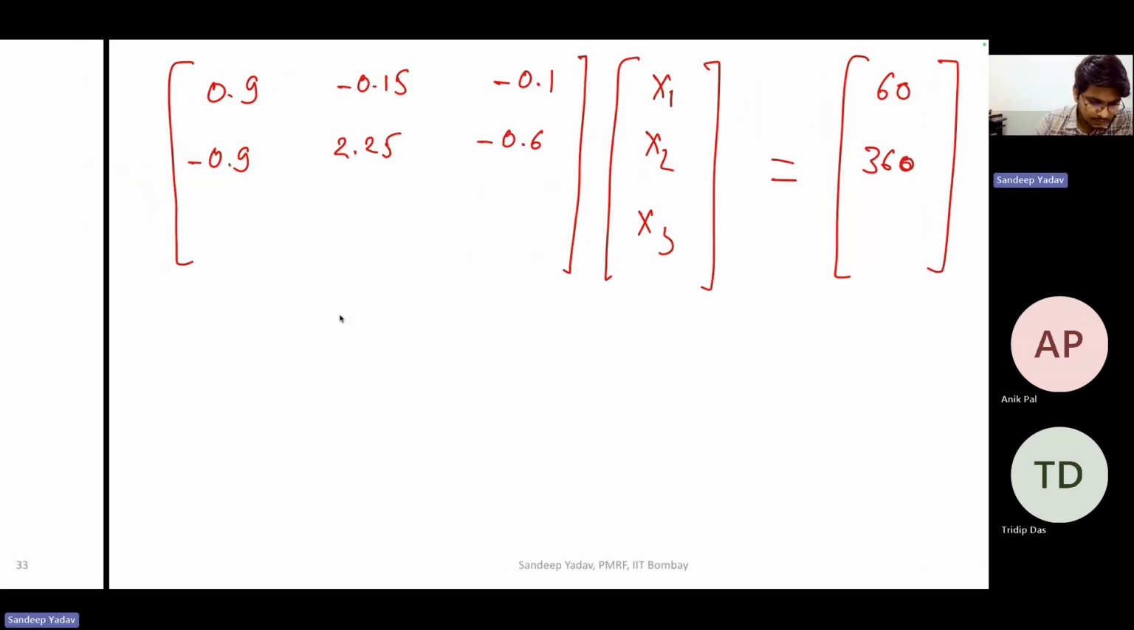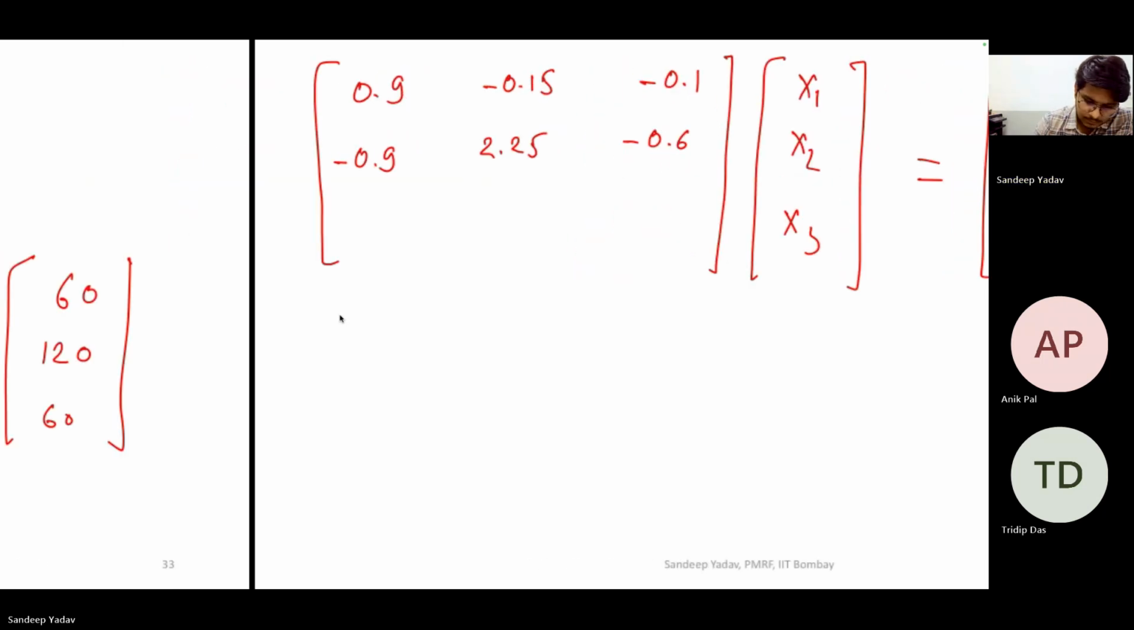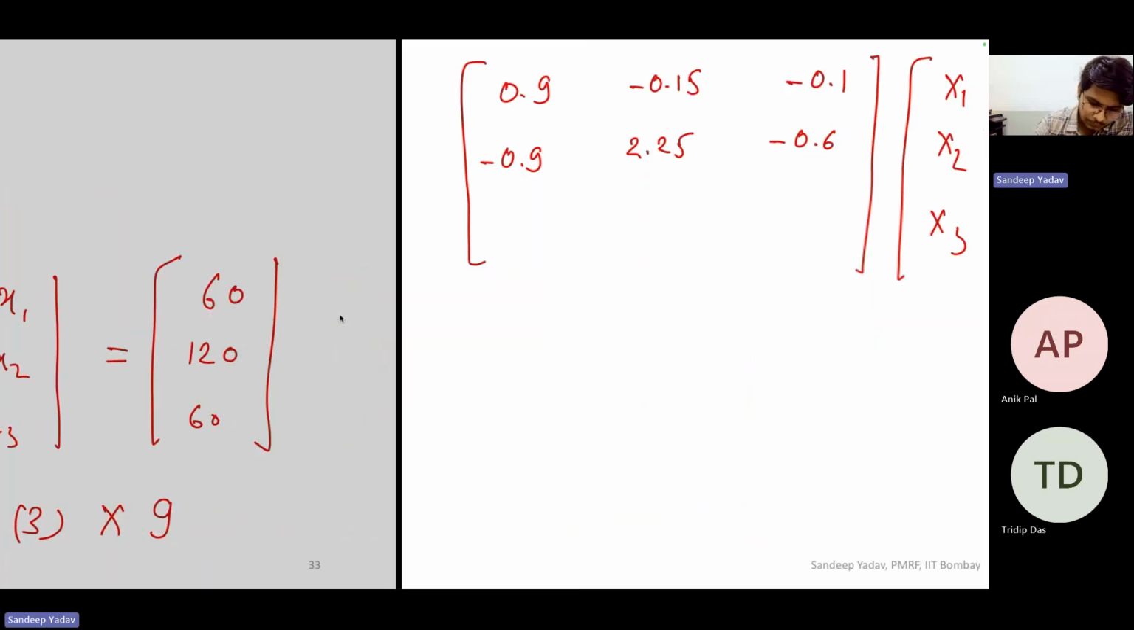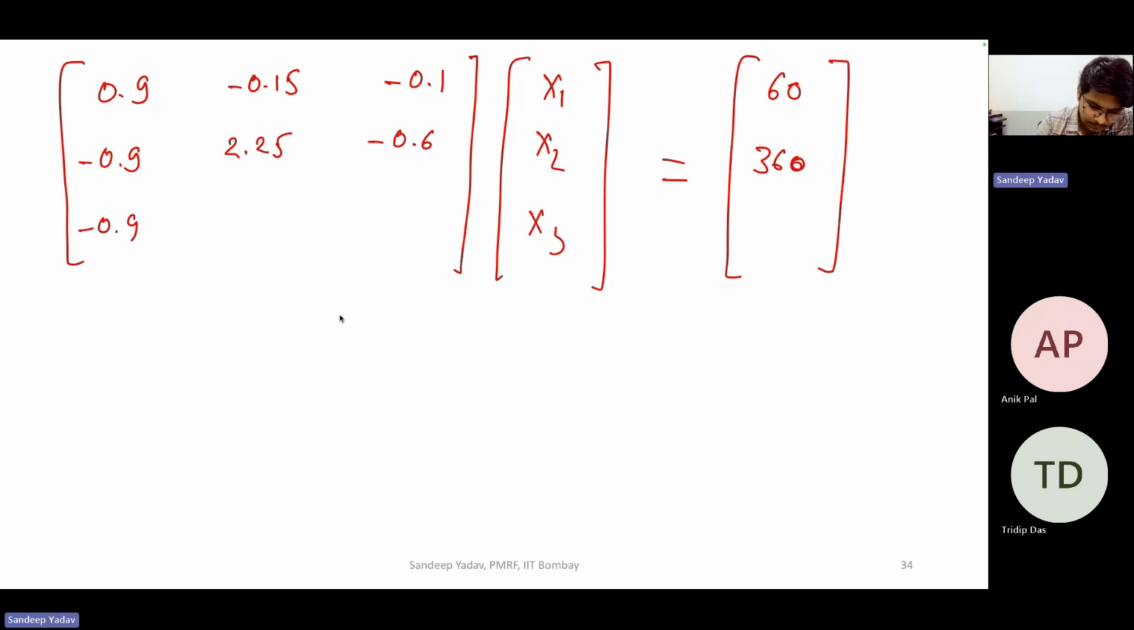The other operation we are making here is multiplying row 3 by 9. We are doing this to solve this matrix. This minus 0.1 will be minus 0.9, this is also 0.9, this is 7.2, and this is 60. 60 into 9 will be 540.